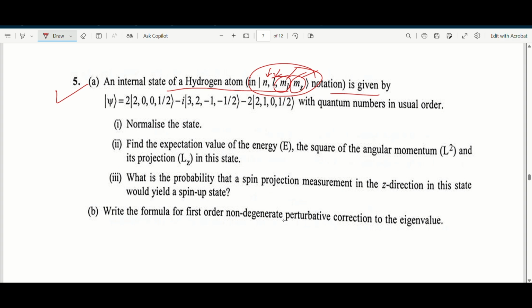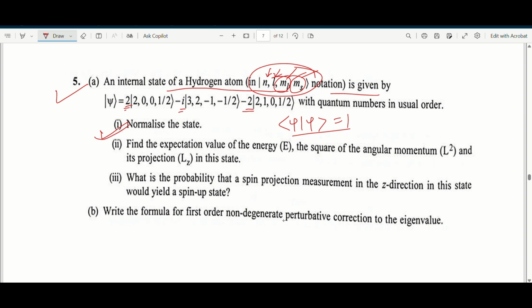So initially we have to normalize this. What will be the normalization condition? The normalization condition is psi equals 1. We can also easily find this: this is C1, this is C2, this is C3. So we have to find the normalization.